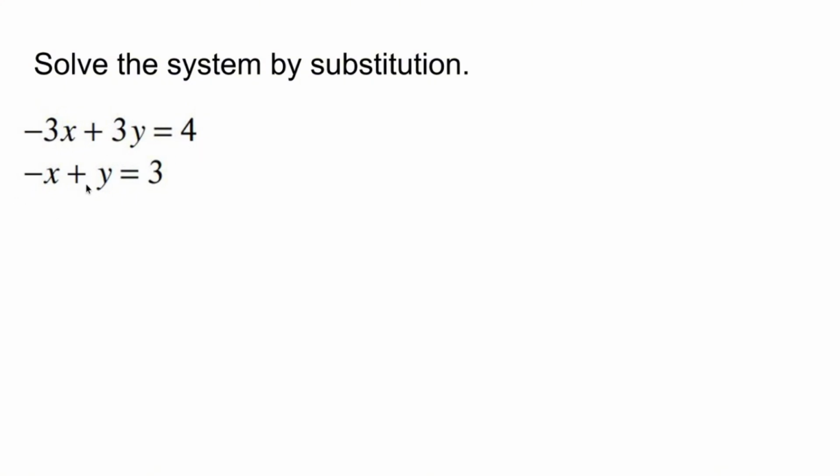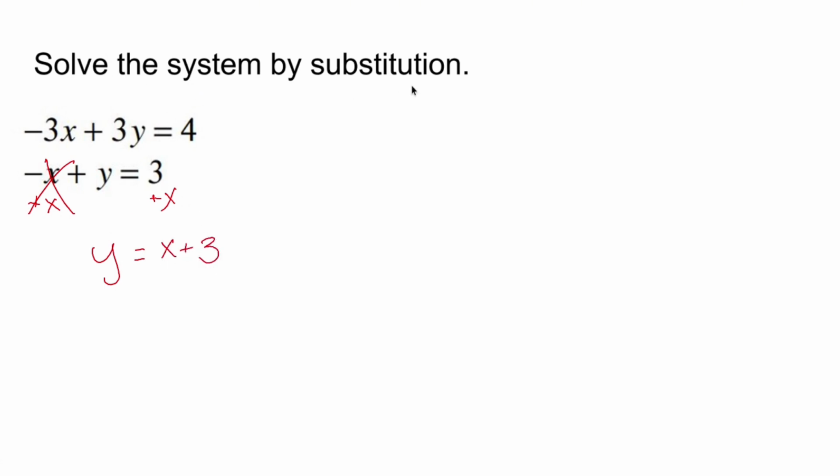But you know what I notice in the bottom equation? Y is positive all alone, all by itself. So if I take this bottom equation and add x to both sides, y is now all alone by itself, and I get y equals x plus 3.